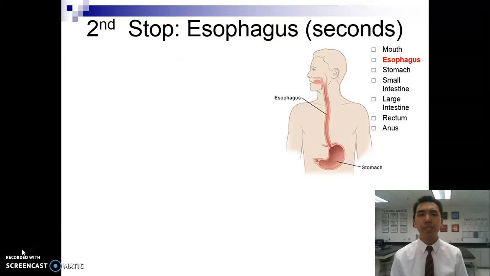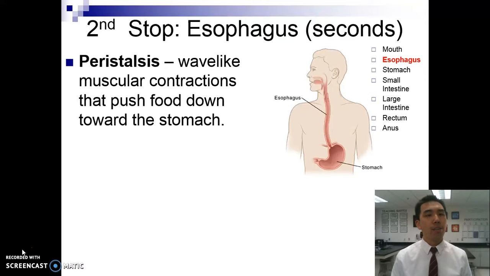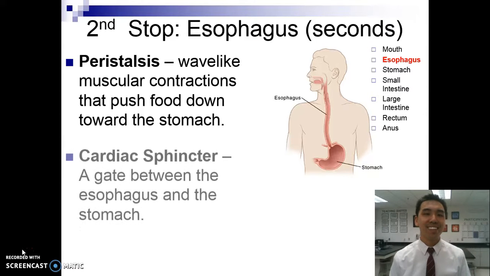The esophagus. Within seconds, the mouth moves food down the esophagus, which is that little tube, as you can see there in the picture. There's a couple of terms you need to know here. One, peristalsis. How does your food get down from your mouth all the way down to your stomach? Well, there are wave-like muscular contractions that push the food down towards the stomach. You could even hang upside down, and the peristalsis will take your food up against gravity into your stomach, depending on what your food is.